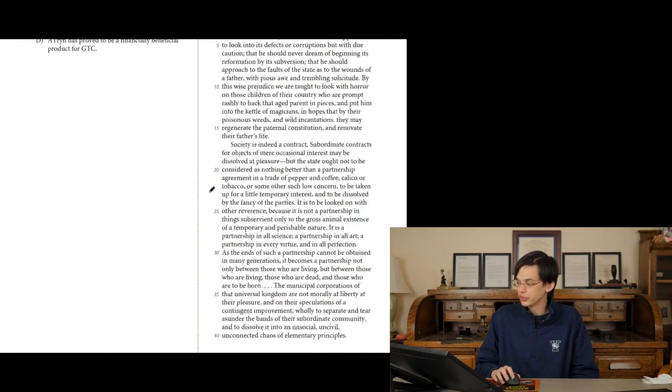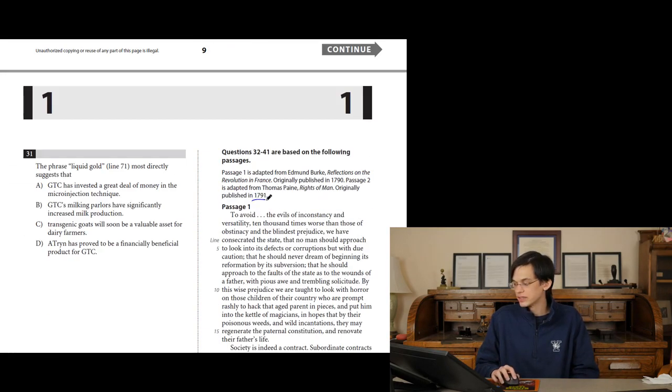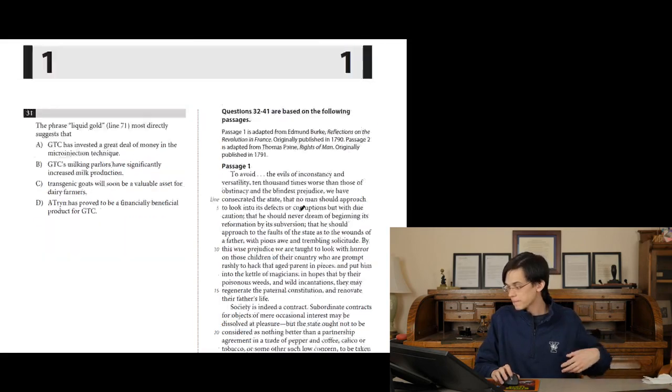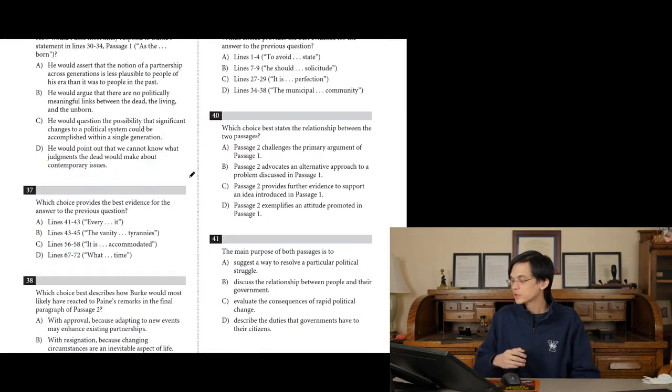Recall that passage 2 was written after passage 1. Passage 2 was written in 1791. Passage 1 was written in 1790. Which choice best states the relationship between the two passages? A, passage 2 challenges the primary argument of passage 1. Maybe. Because what's the primary argument of passage 1? Society is a relationship between the dead, the living, and the unborn. Passage 2 directly contradicts that. It argues against that, and says it's only for the living. So maybe passage 2 challenges the primary argument.